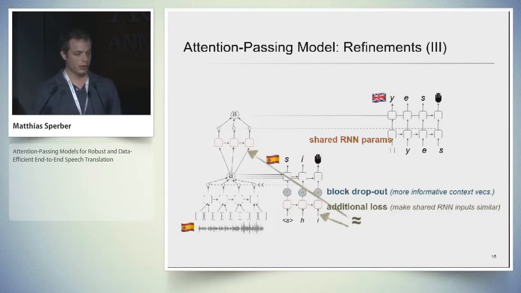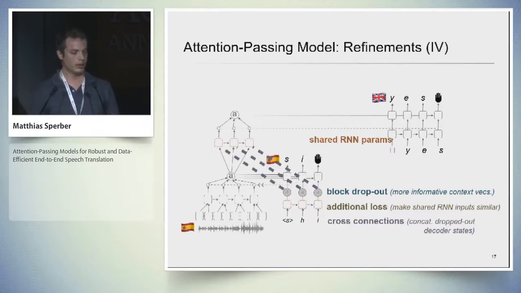Thirdly, we add this additional loss. So if you observe, we have these shared RNNs, but they have two different inputs in both places. Once it's a character embedding and once it's a context vector, and this loss tries to make those two inputs more similar. And finally, this is optional.